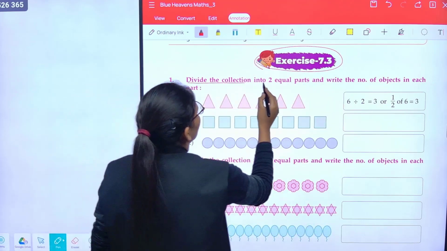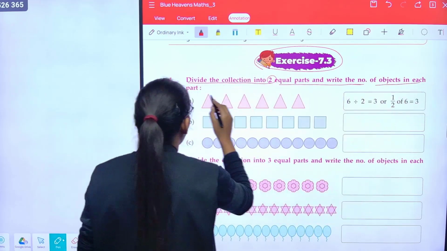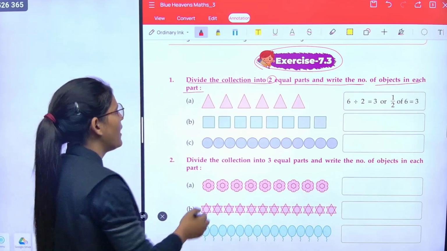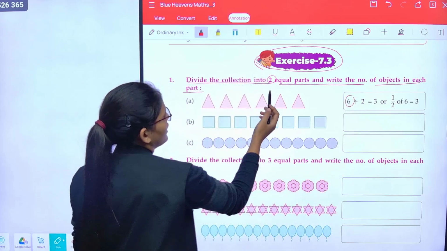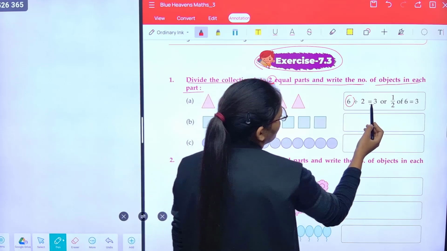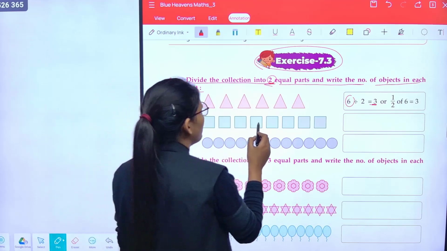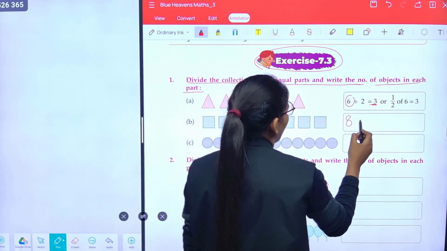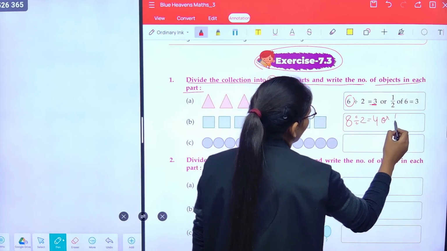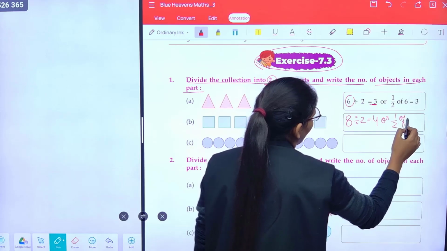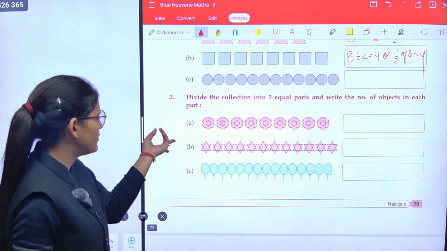Now students, come to exercise 7.3. Divide the collection into 2 equal parts and write the number of objects in each part. Now 1, 2, 3, 4, 5, 6. Half means divide by 2, so half of 6 is equal to 3. Now 1, 2, 3, 4, 5, 6, 7, 8. 8 divided by 2 is equal to 4, or 1/2 of 8 is equal to 4. Understood class? Rest of the parts do yourself.